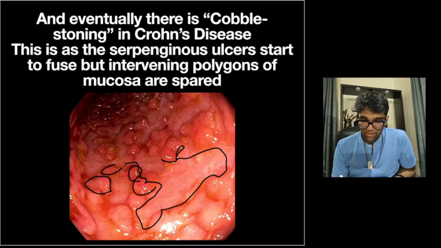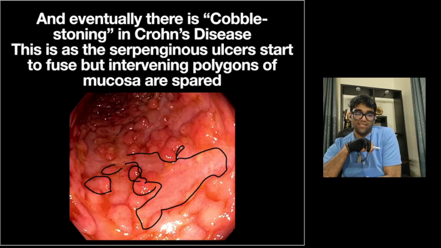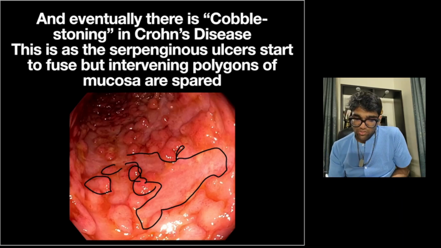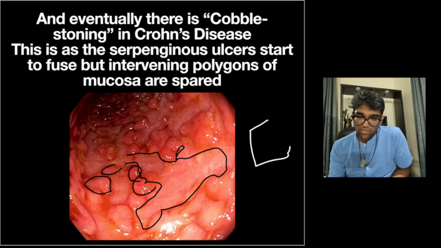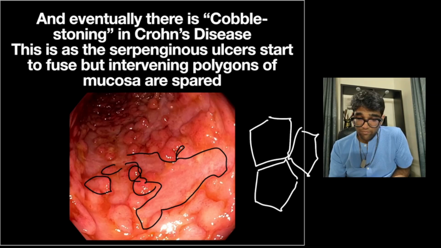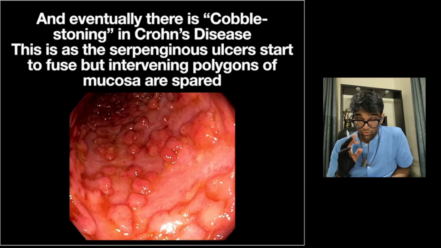These are the ulcers, and then there are these islands of sparing, and this essentially looks like a cobblestone street. So the polygons are the spared mucosa, and the ulcers are essentially going in between them. So this would be the ulcers, and these are the normal mucosa, okay, and that is the cobblestoning that you end up getting with Crohn's disease.